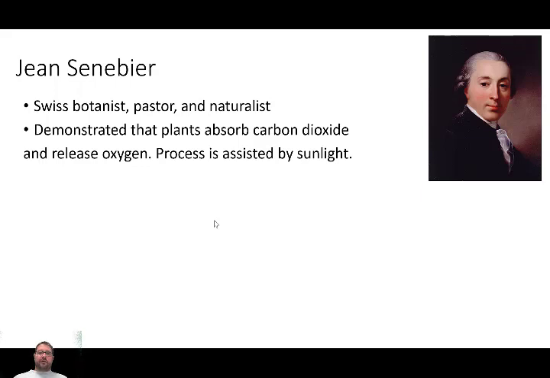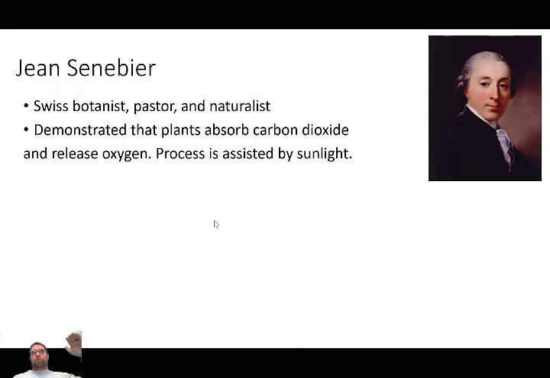Jean Senebier, okay? He was a Swiss botanist, a pastor, a naturalist, and he demonstrated that plants absorb carbon dioxide and release oxygen. And this process is assisted by sunlight. Now this came after the willow experiment, much later. And you know that carbon dioxide was being absorbed by the plants and oxygen was being released.